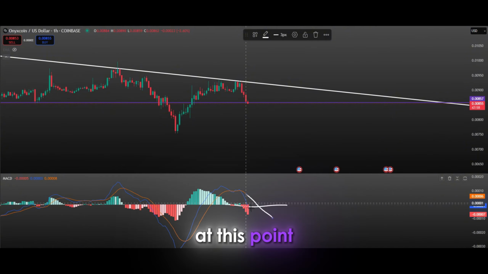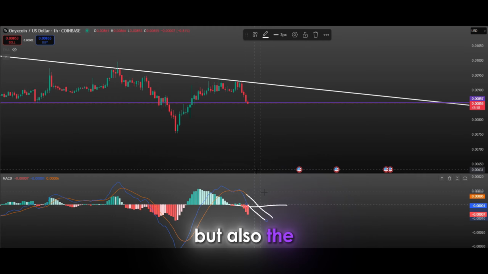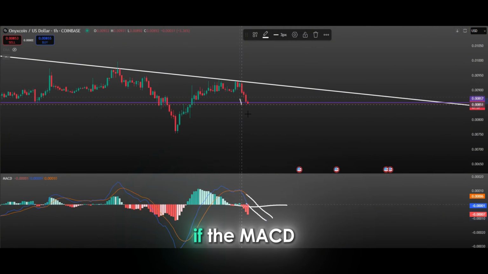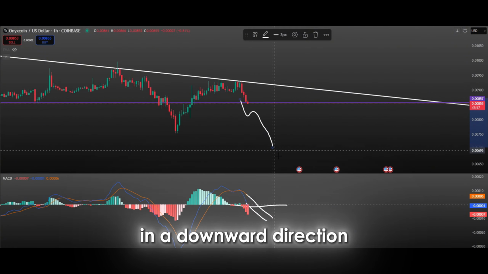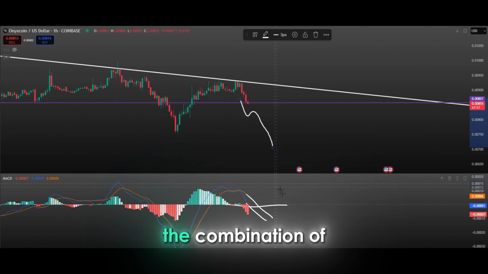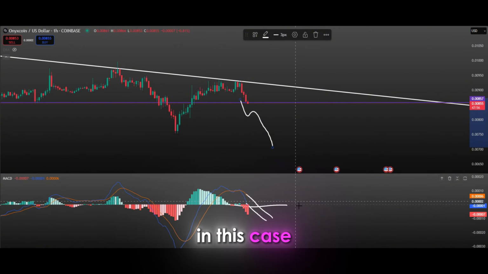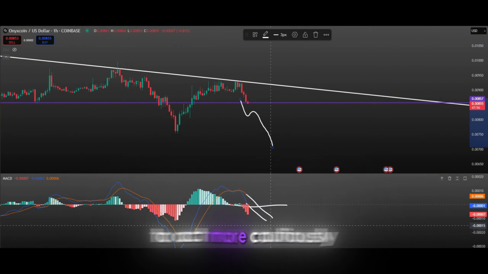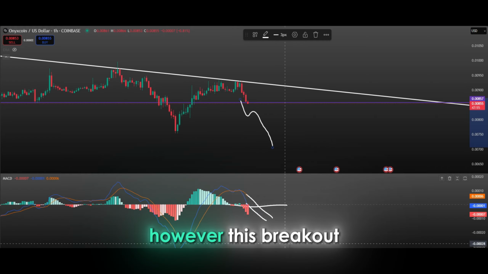At this point, what's important is not just whether the MACD moves below the zero line, but also the volume and price structure in which this movement occurs. If the MACD falls below the zero line while the price also breaks down strongly in a downward direction, the combination of these two signals would increase the likelihood of a decline. In this case, it would be a sound strategy for investors to act more cautiously, setting stop-loss levels to mitigate their risk. However, this breakout has not yet occurred.